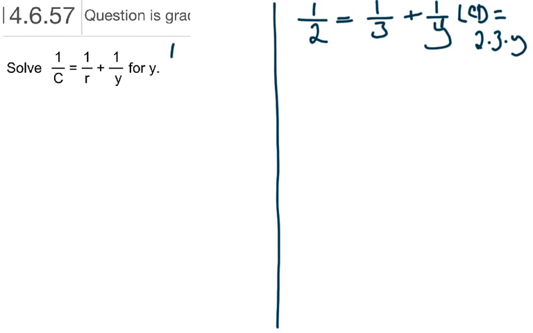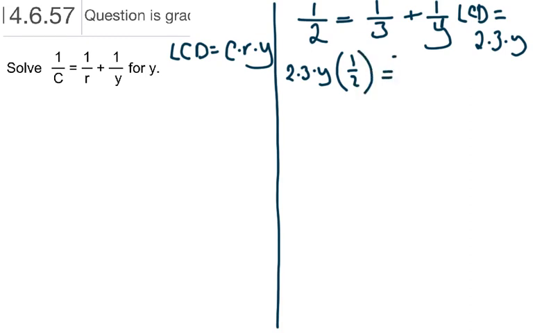So on the left-hand side, same thing, we're going to find our LCD, and it is c times r times y. So the next step on the right-hand side in solving this style of equation, one technique is to multiply both sides by the LCD. So what we'll end up writing is 2 times 3 times y times a half equals 2 times 3 times y times a third plus 1 over y.